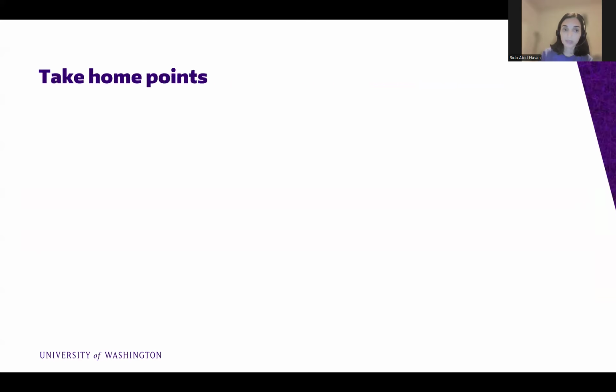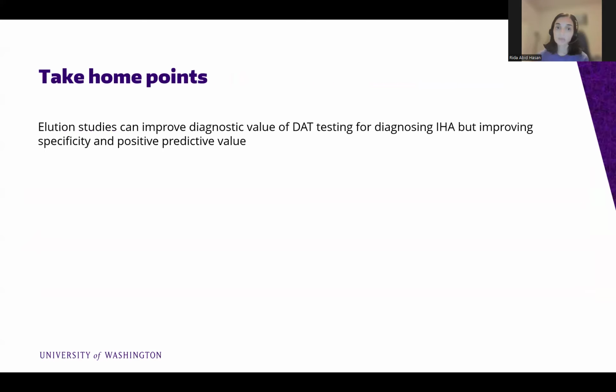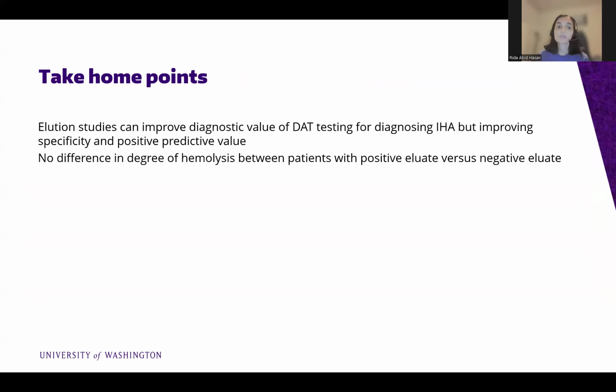So my take-home points will be that elution studies can improve the diagnostic value of DAT testing for diagnosing immune hemolytic anemias by improving both the specificity a little bit and definitely improving the positive predictive value. There's no difference in the degree of hemolysis that we saw in patients who have a positive LUIT versus a negative LUIT, although the reaction strengths were significantly different. I think it is important to keep in mind that even if a patient has a negative LUIT, it does not mean that their disease is not as severe as someone who has a positive elution.